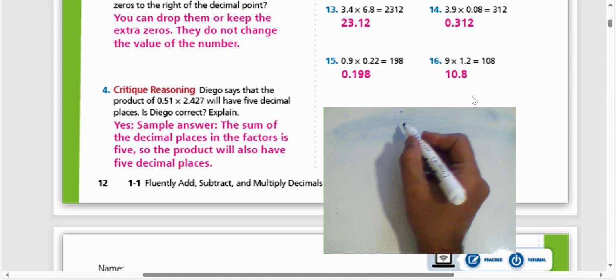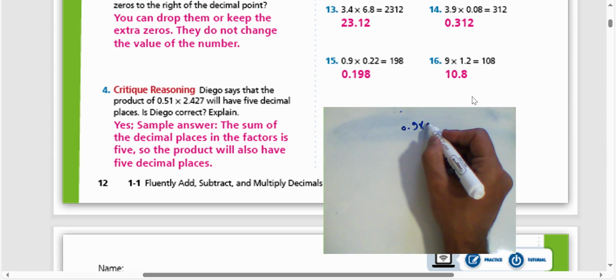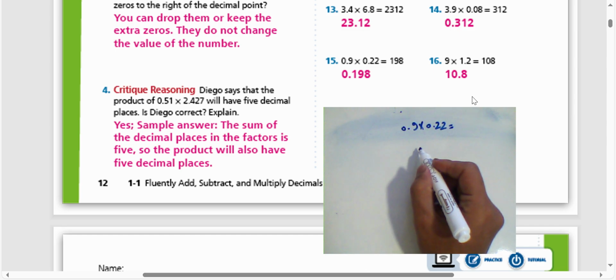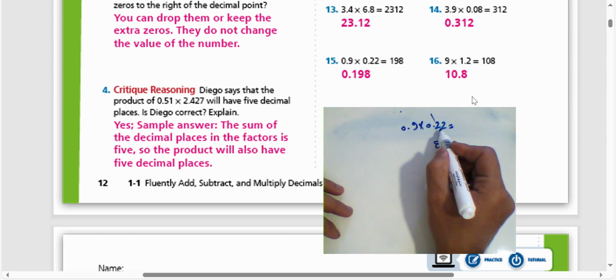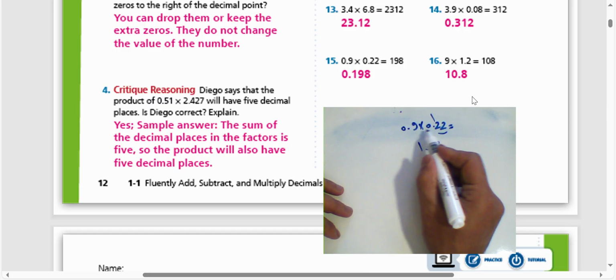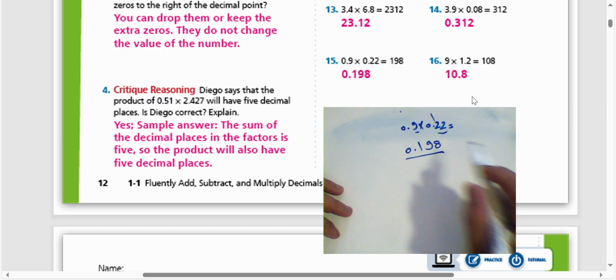This number 0.9 multiplied by 0.212. The point will be after three places. 2 times 9 is 18, write 8 and carry up 1. 2 times 9 is 18 plus 1 equals 19. 2 and 1 is 3, 3 places. The point after three places.